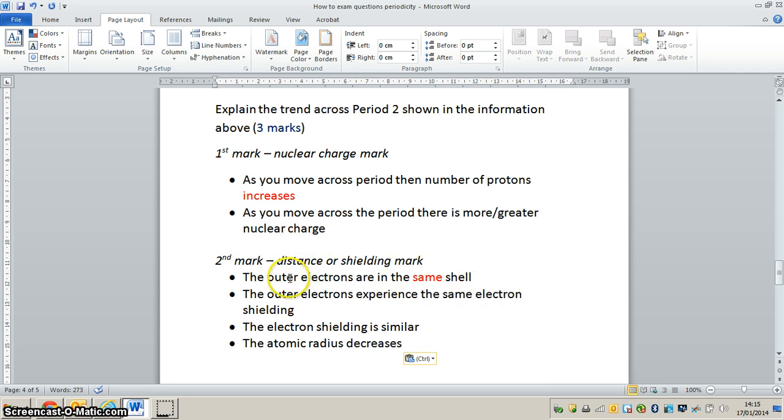And the distance mark would be, as we move across period 2, the atomic radius decreases, which means the outer electrons are closer to the nucleus.